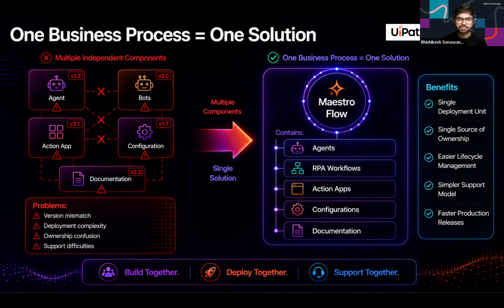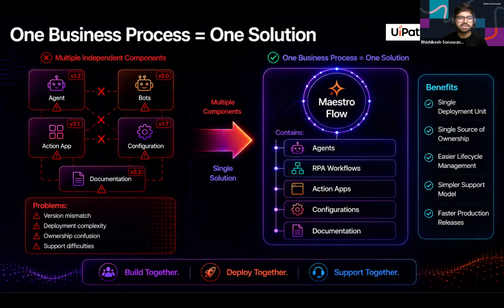Let's say a new business rule comes up and we have to update the agent to support it. But the corresponding workflow is still running on the older version. The action app is expecting a new input, but our Maestro flow is still on the older version. This is the version mismatch scenario, and it becomes really difficult to track and support. From a UiPath Maestro perspective, this creates unnecessary deployment complexity. For every release, we need to validate every single component individually and ensure everything is compatible with the other versions. This coordination sometimes becomes hectic.